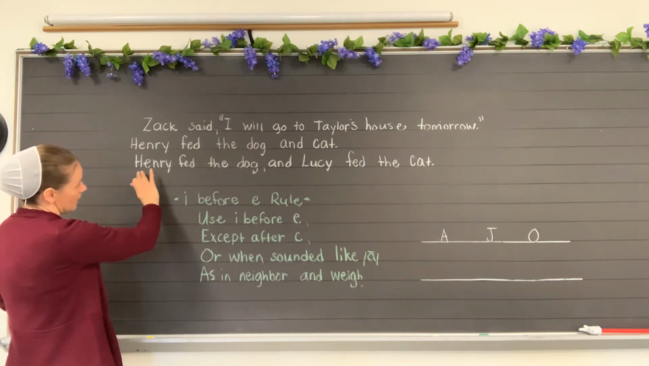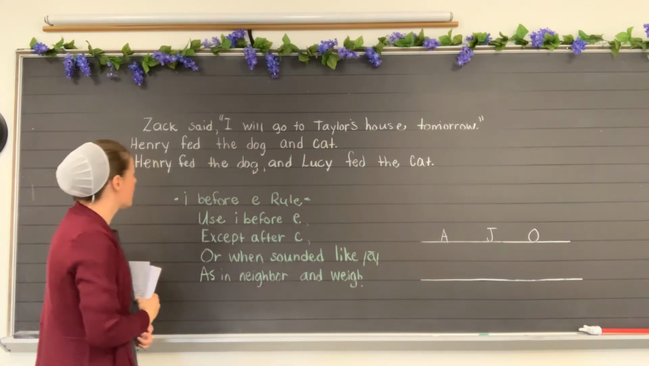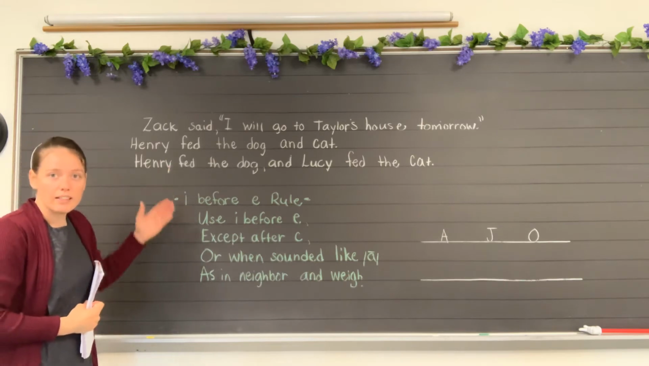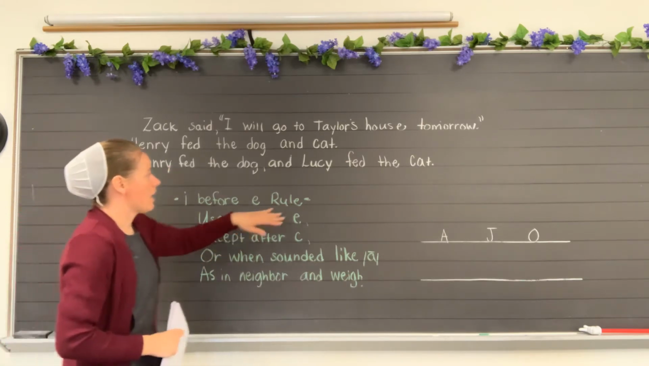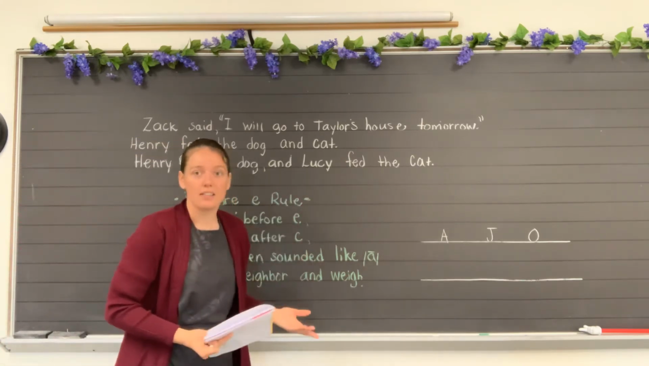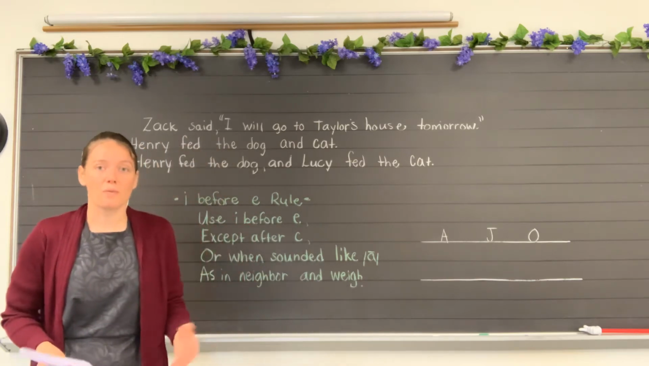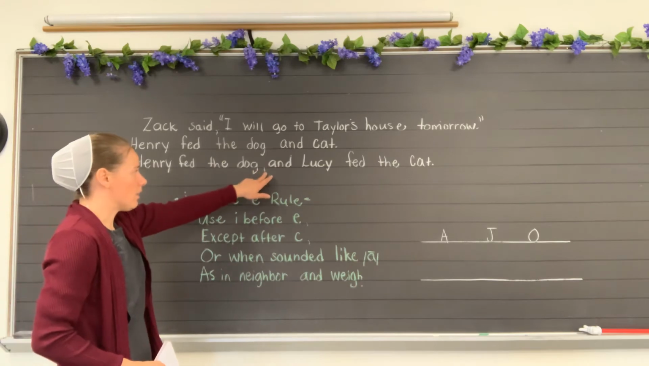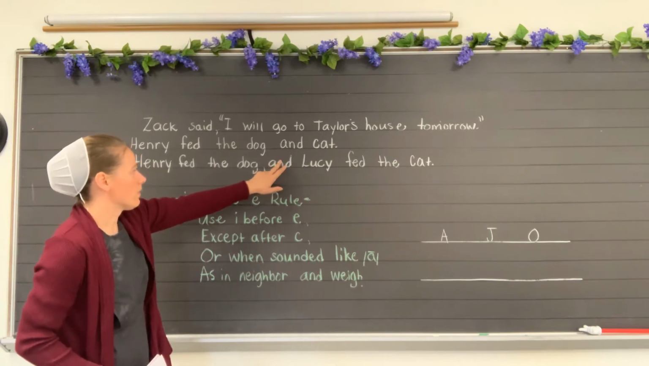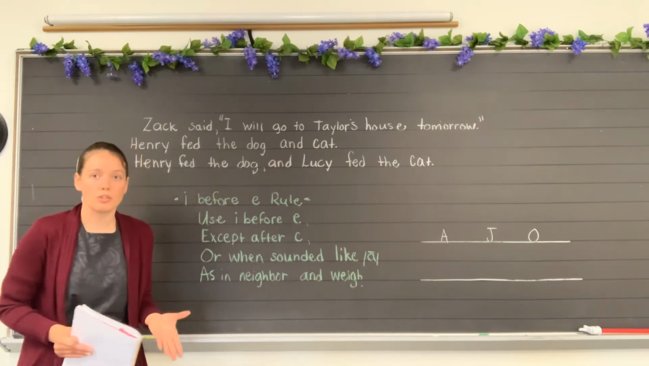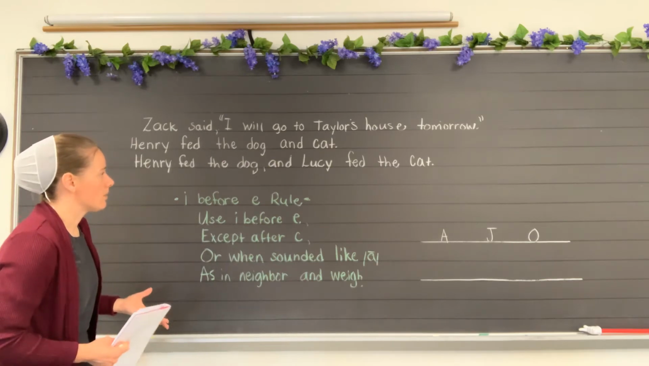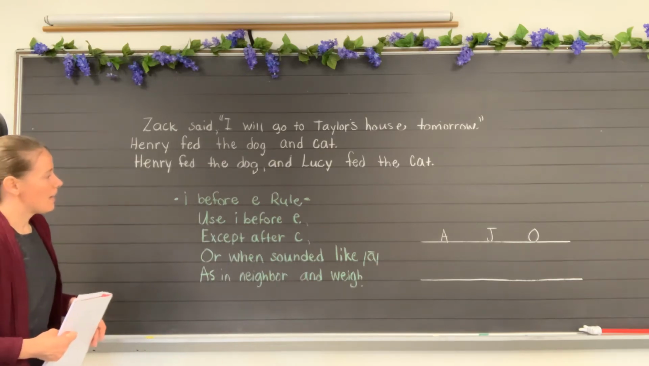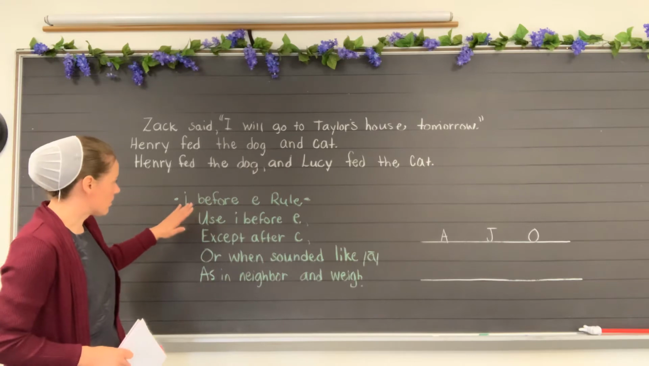So we would say that this is a compound sentence because "Henry fed the dog" is a complete sentence and "Lucy fed the cat" is a complete sentence, right? So that is a compound sentence, and they have a comma here just before the little word. So don't forget your comma in your compound sentence. Okay, let's review this rule here.